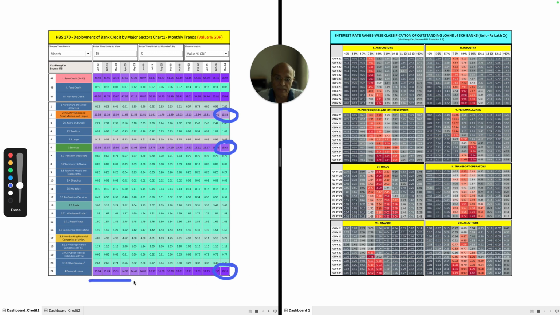Now, this personal loan has been on an increasing trend, especially from June 23. From June 23 onward, you see there has been an increasing trend of personal loan, and that is what we are going to talk about.